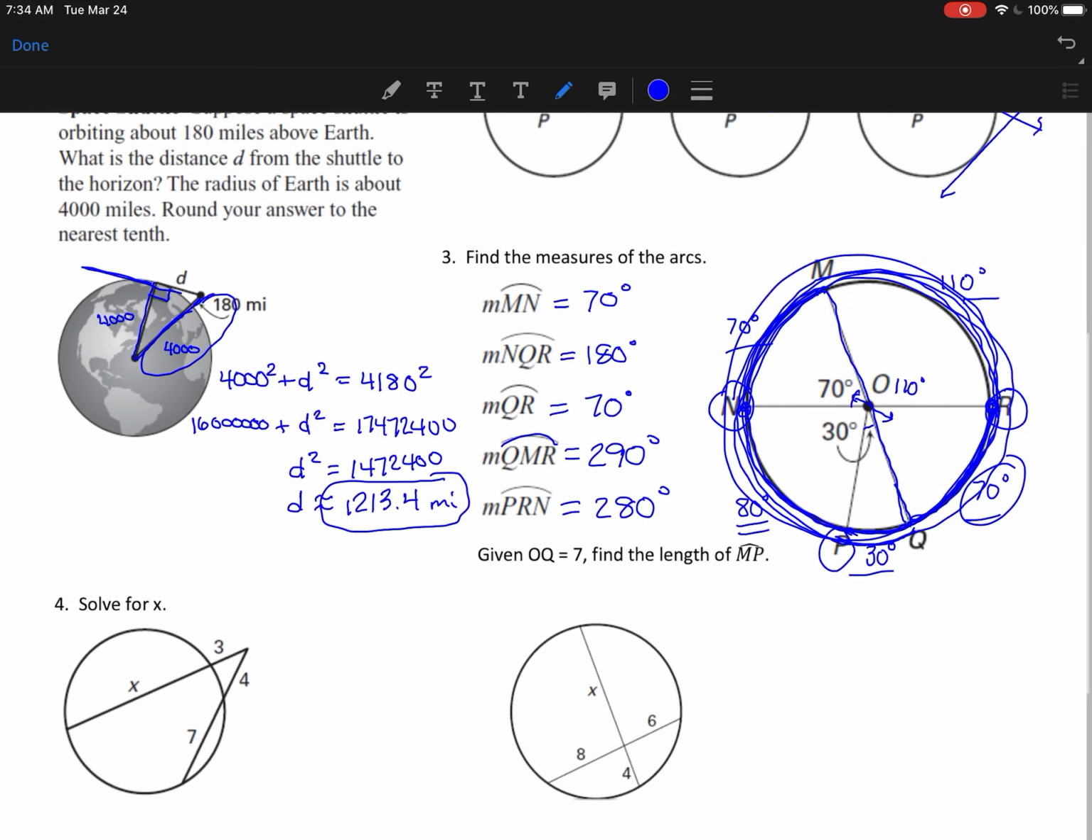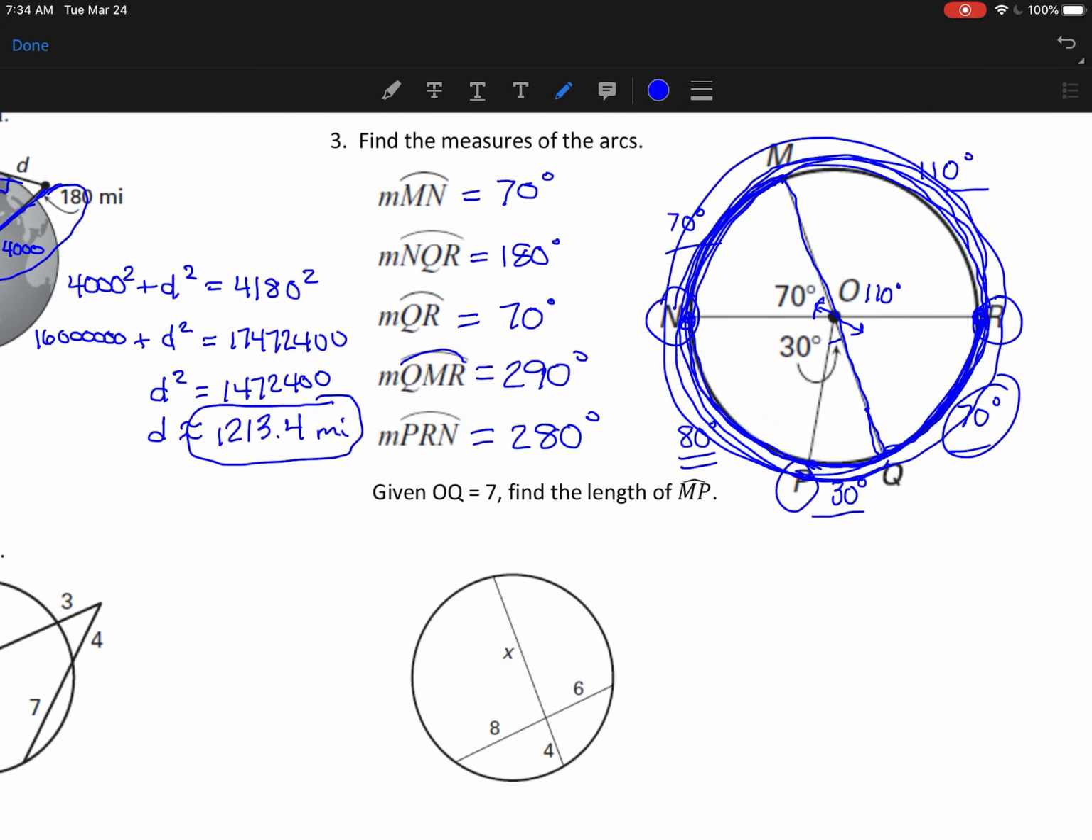This one we haven't practiced as much. Given OQ equals 7. OQ equals 7. That's the radius, yeah?